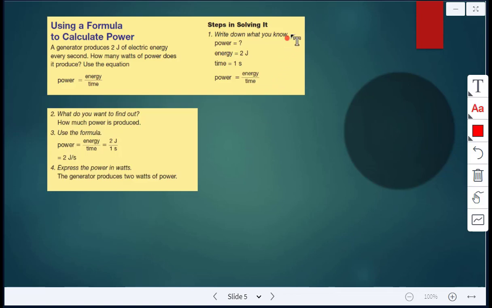All right, so the first step here is to write down what you know. Power is what we're trying to find. Energy is given, it's 2 joules. Time is 1 second. And here's our formula: power equals energy divided by time. What are we trying to find out? We're trying to find out how much power is produced. So using the formula and substitution, you put 2 joules for energy, 1 second for time. So it's 2 divided by 1, which gives you 2 joules per second. Expressing that in watts, 2 joules per second is equal to 2 watts of power.